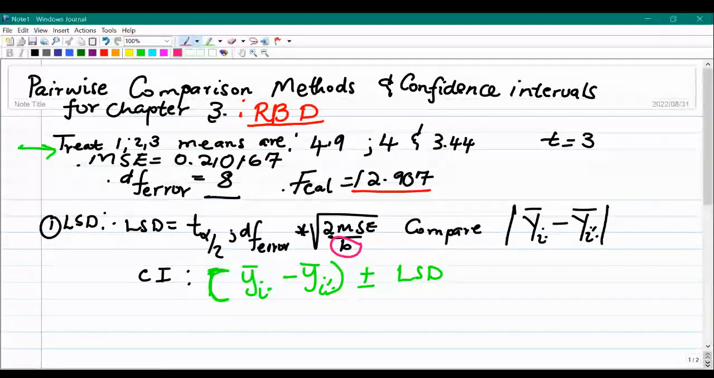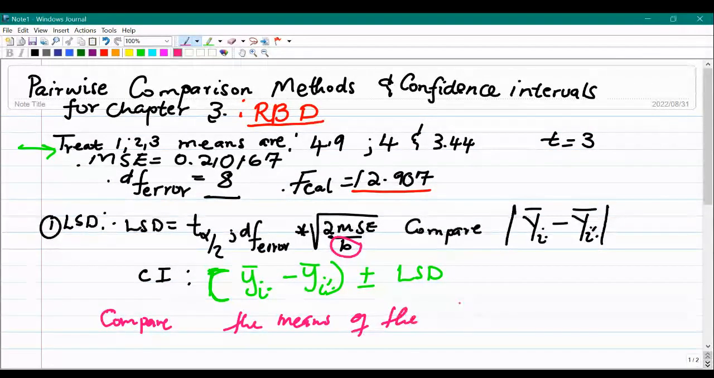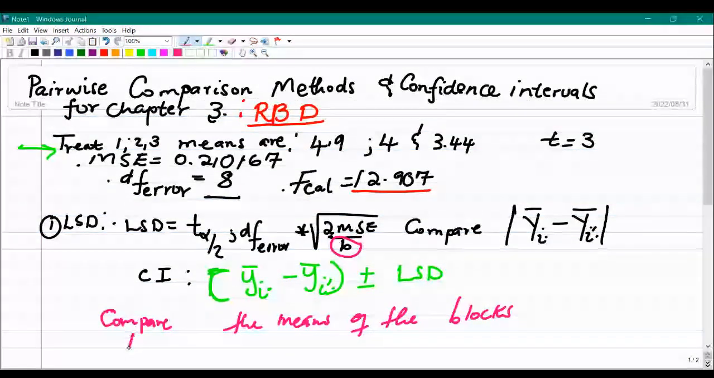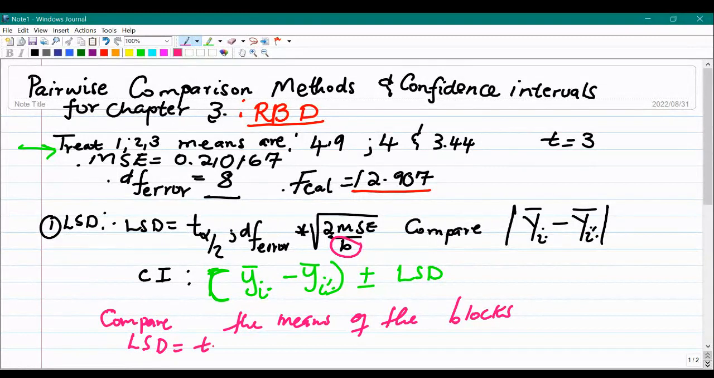Yes. So suppose we ask you to compare the means of the blocks. Do you understand now? What would be the formula, my sister? The LSD, if you are comparing the means of the blocks, it would be t alpha over 2, degrees of freedom of error, multiplied by the square root of 2 MSE over what?